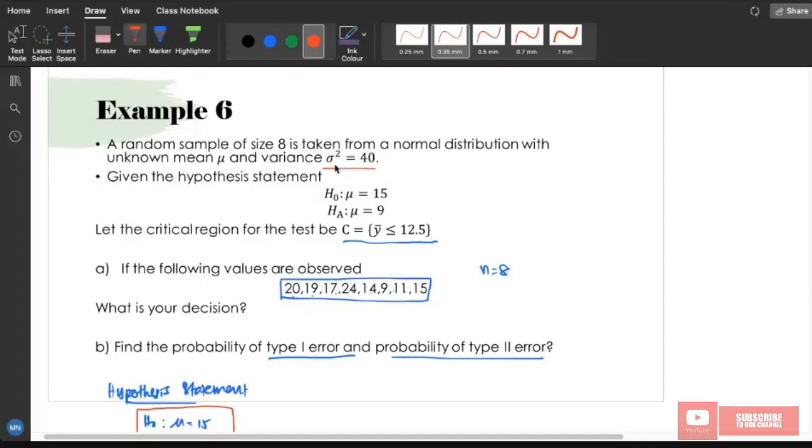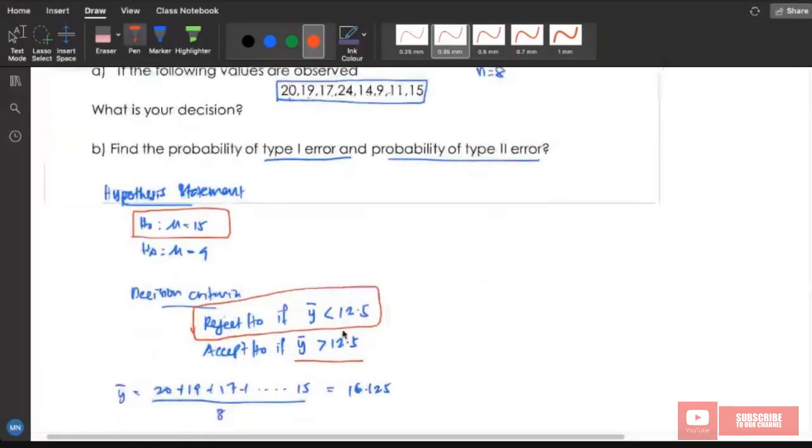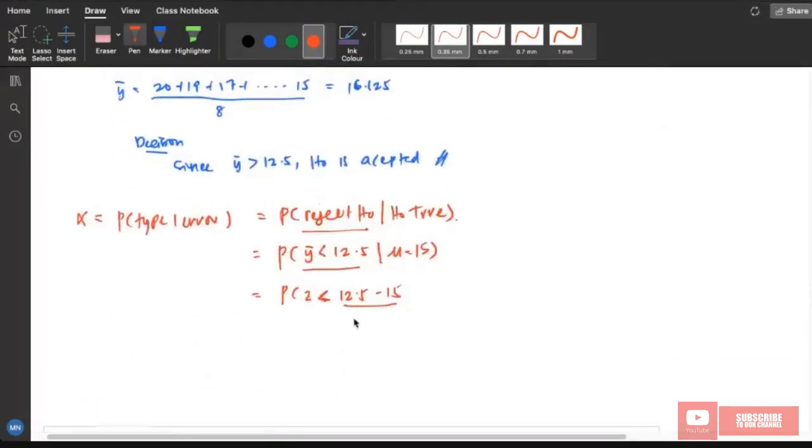sigma square is equal to 40, n is equal to 8. So this one should be square root of 40 over 8. So this one, probability of Z less than negative 1.18. By looking into the statistical table, it should be 0.1314. So this is our probability of type 1 error. It's quite high, 0.13, right? So this is how we calculate the type 1 error.